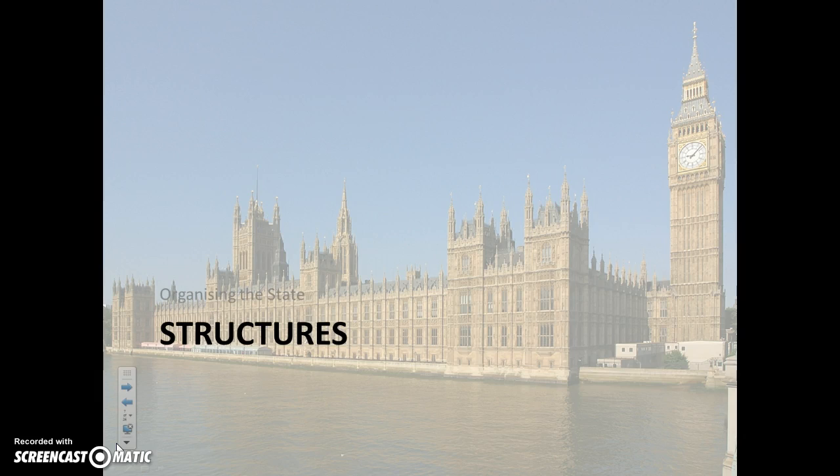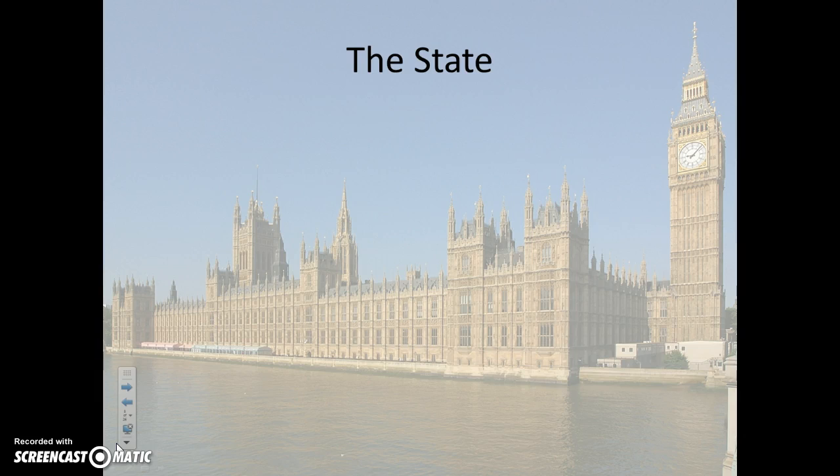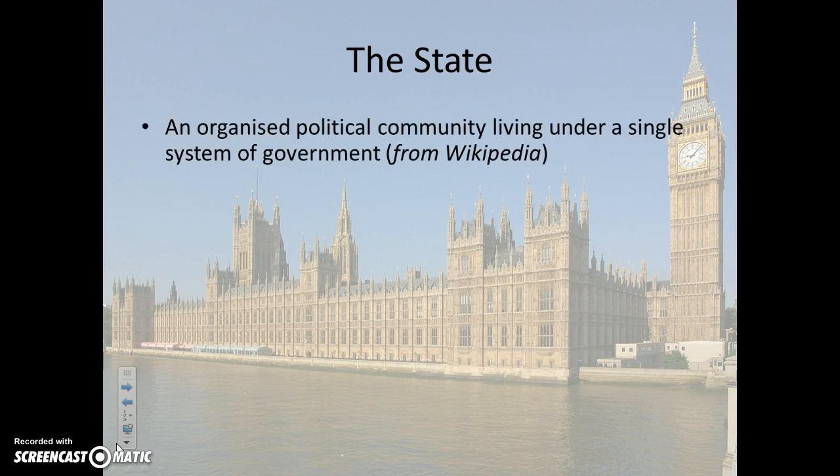And the first of these is the state and how it is organized. Now, according to Wikipedia, and that's as good a place to start as anywhere, the state is, as it says there, an organized political community living under a single system of government, and that's it. Just learn that. That is the state. Now, what are the various institutions of the state? Well, there are 4 institutions of the state with which you need to be familiar.